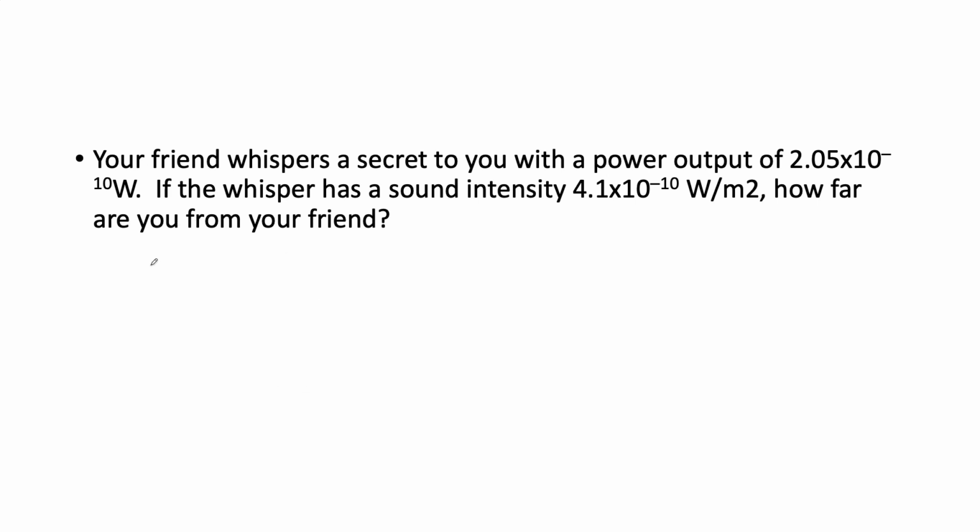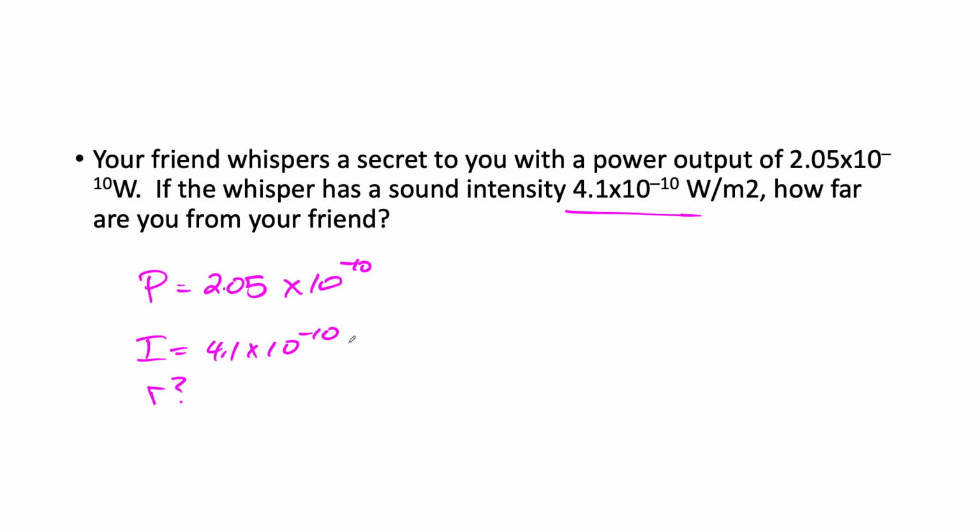Now, we have somebody whispering a secret with a power output of 2.05 times 10 to the minus 10. And here's the sound intensity that we're looking at: I is 4.1 times 10 to the minus 10 watts per meter squared. We're looking for R, the distance. So the equation again is intensity equals power divided by 4 pi r squared.